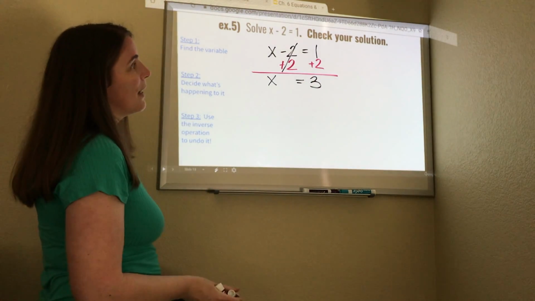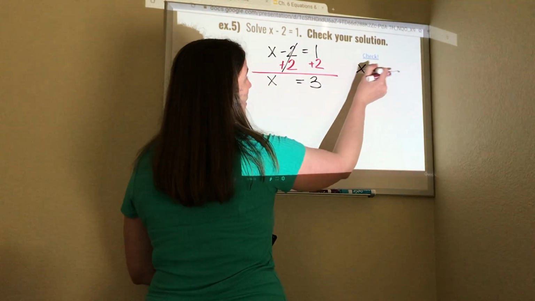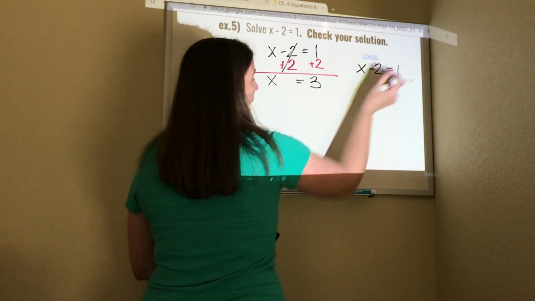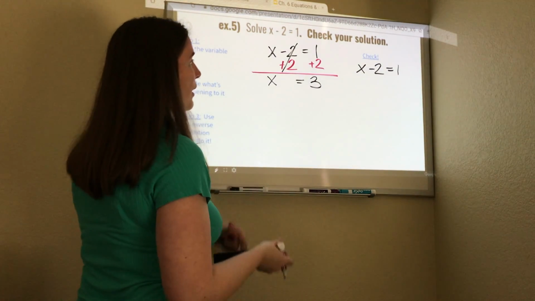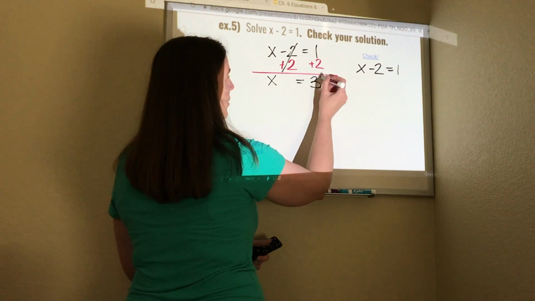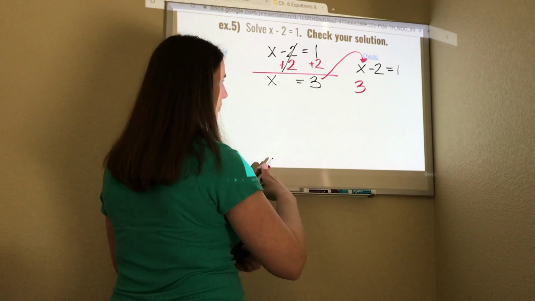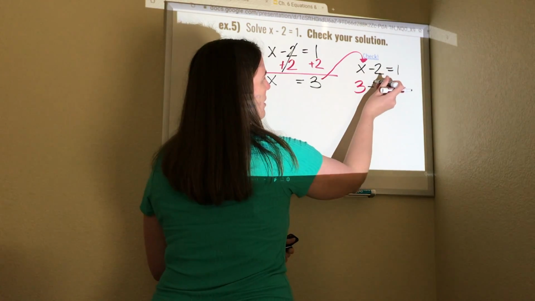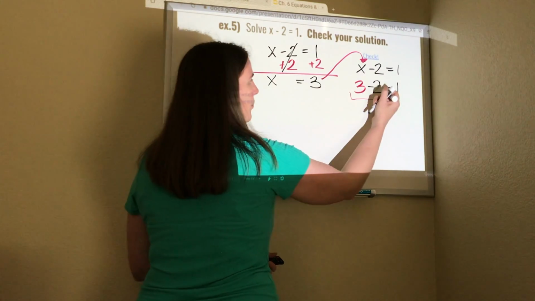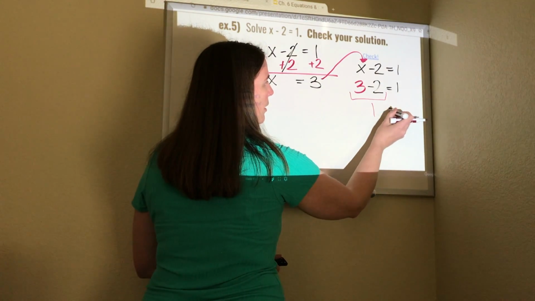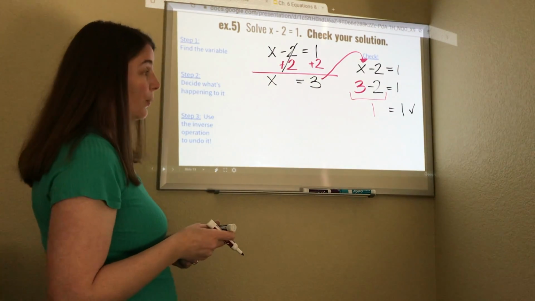So let's go ahead and now check our solution. To check it, we rewrite everything the same. And then we plug in or substitute the 3 in for x, because it says x equals 3. So instead of x, we're going to write 3. So we have 3 minus 2 equals 1. So what is 3 minus 2? 1. So I have 1 equals 1. That is true. So that means my solution is true.